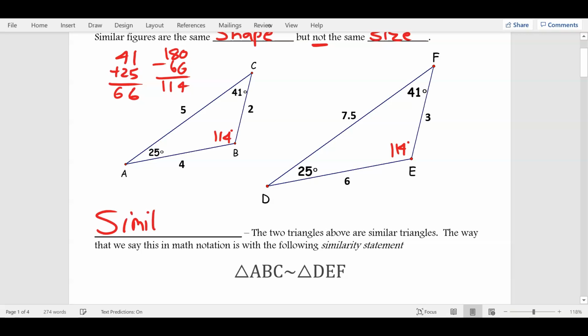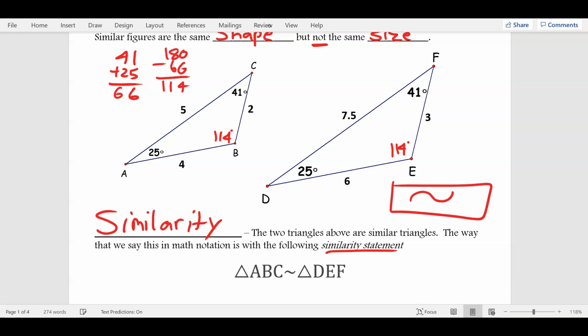Similarity is what we're talking about today. The 2 triangles above are similar triangles. The way that we say this is in math notation, with the following similarity statement, okay? Now, what we're going to be using is this little symbol right here. It's called a tilde.